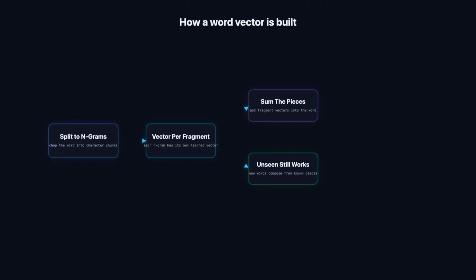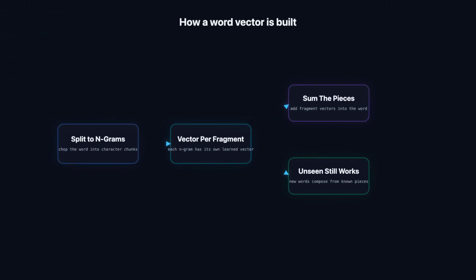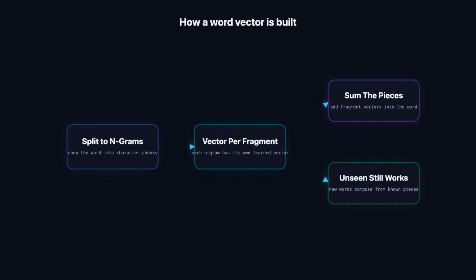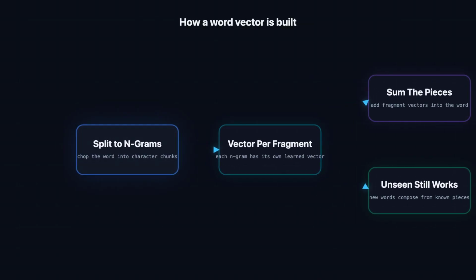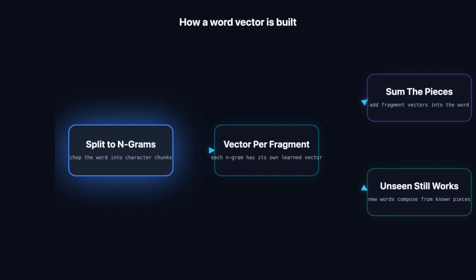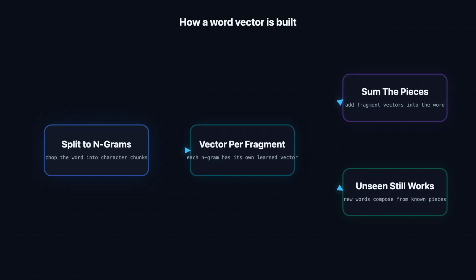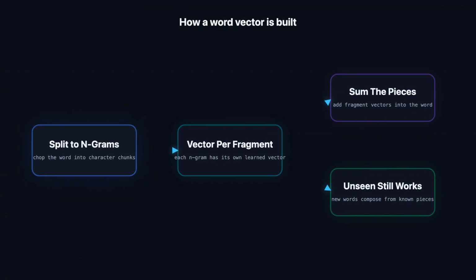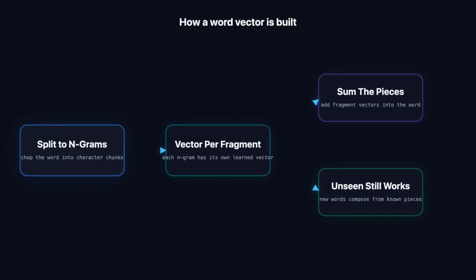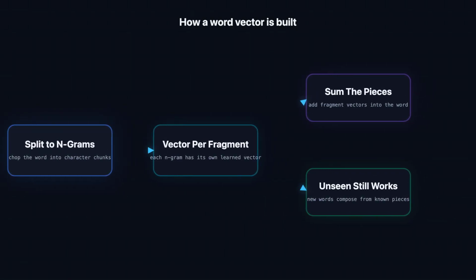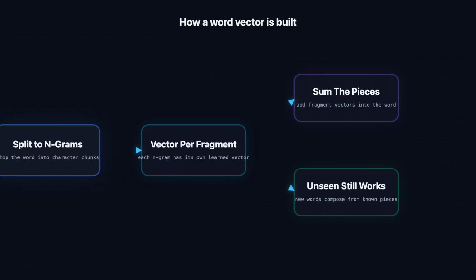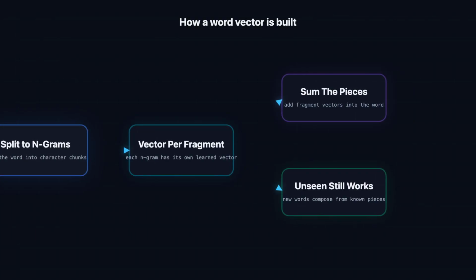So how does fastText actually build a vector for a word? Watch the pieces come together one step at a time. Take a word like where. Rather than treat it as a single unit, fastText slices it into short, overlapping chunks of characters, the so-called n-grams, along with a marker for the whole word itself. The spelling becomes a little bag of fragments.